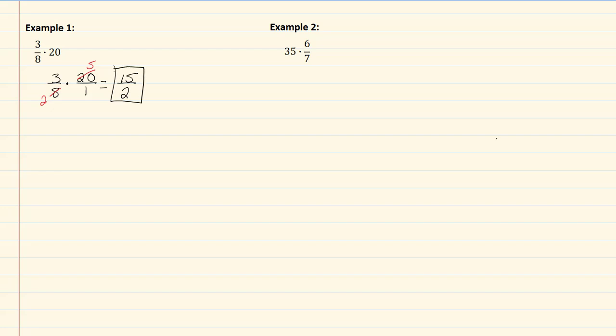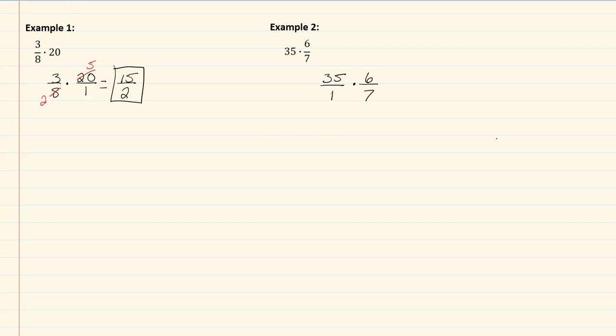Let's take a look at example 2. This time I have 35 times 6/7. Again, I need to have my whole number written as a fraction. So I write 35 over 1 times 6/7.